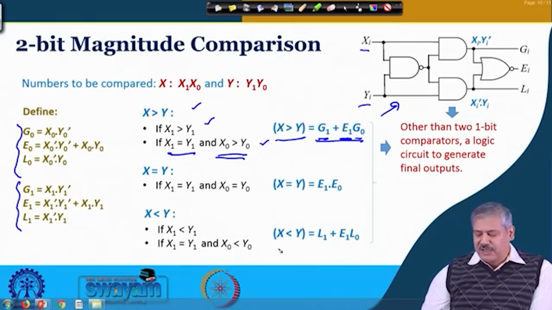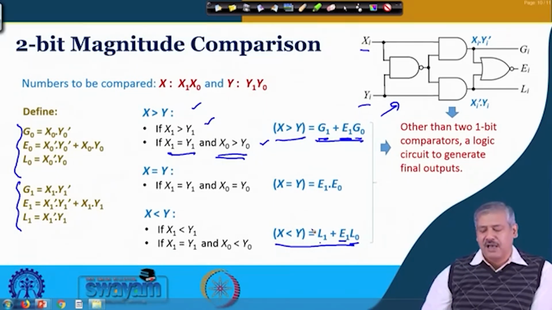Similarly, we will get it for x less than y, where we will look at L1. If the higher significant bit of x is lower, of course, it will be less, and if they are equal, then we will look at the next, lower significant bit, whether it is less; then as a whole the number will be less. And when both E1 and E0 are equal, then only will the numbers be equal. Is it okay? So, 2 1-bit comparators and additional logic circuit will give me 2-bit comparison. Okay.